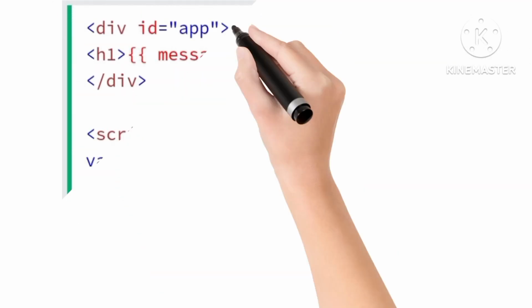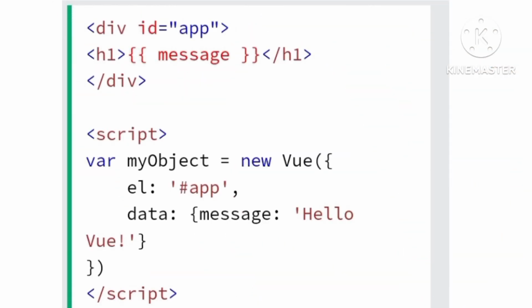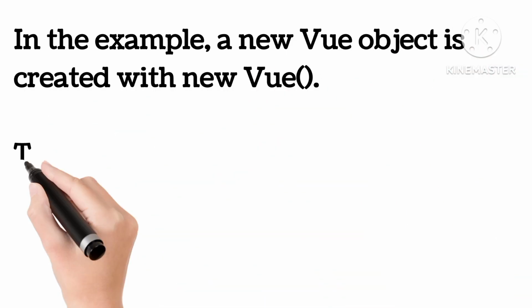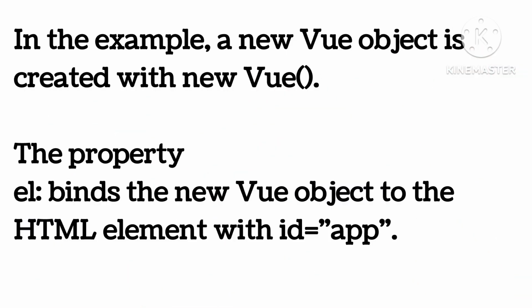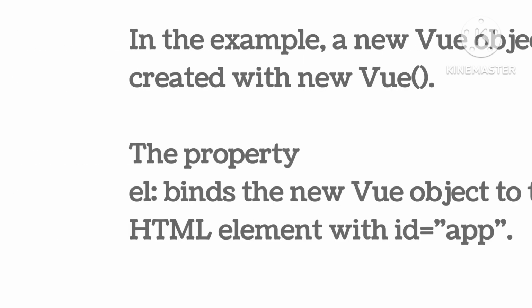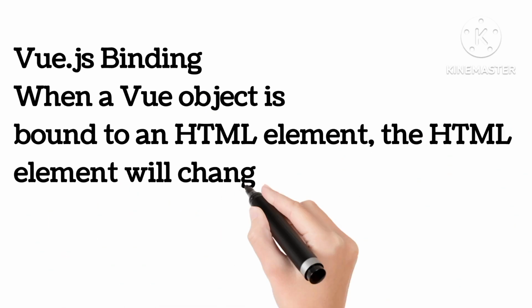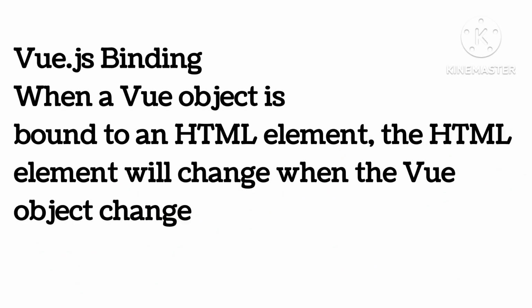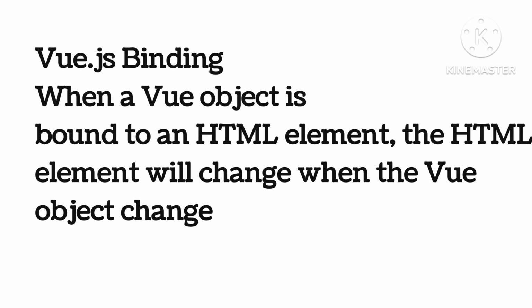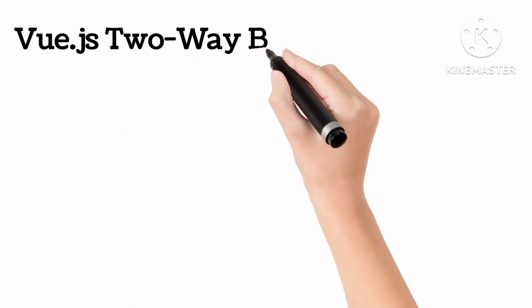On the screen right now, you will be seeing some code which is an example. In the example, a new Vue object is created with new Vue. The property el binds the new Vue object to the HTML element with the ID app. Vue.js binding: when a Vue object is bound to an HTML element, the HTML element will change when the Vue object changes.